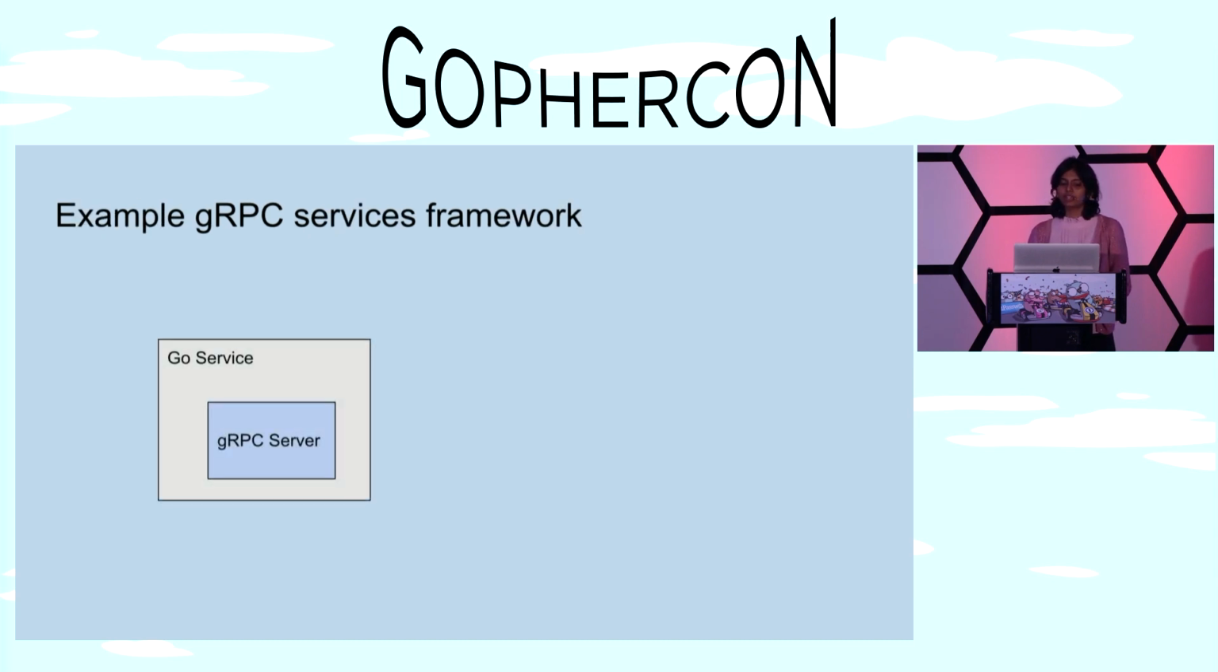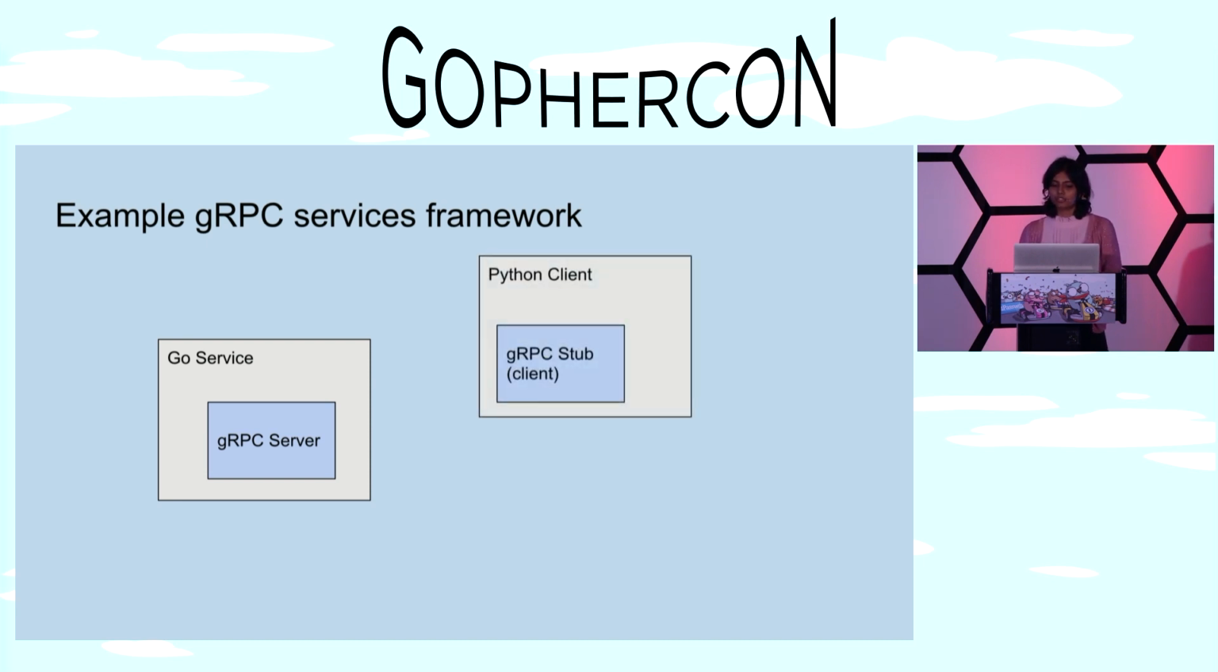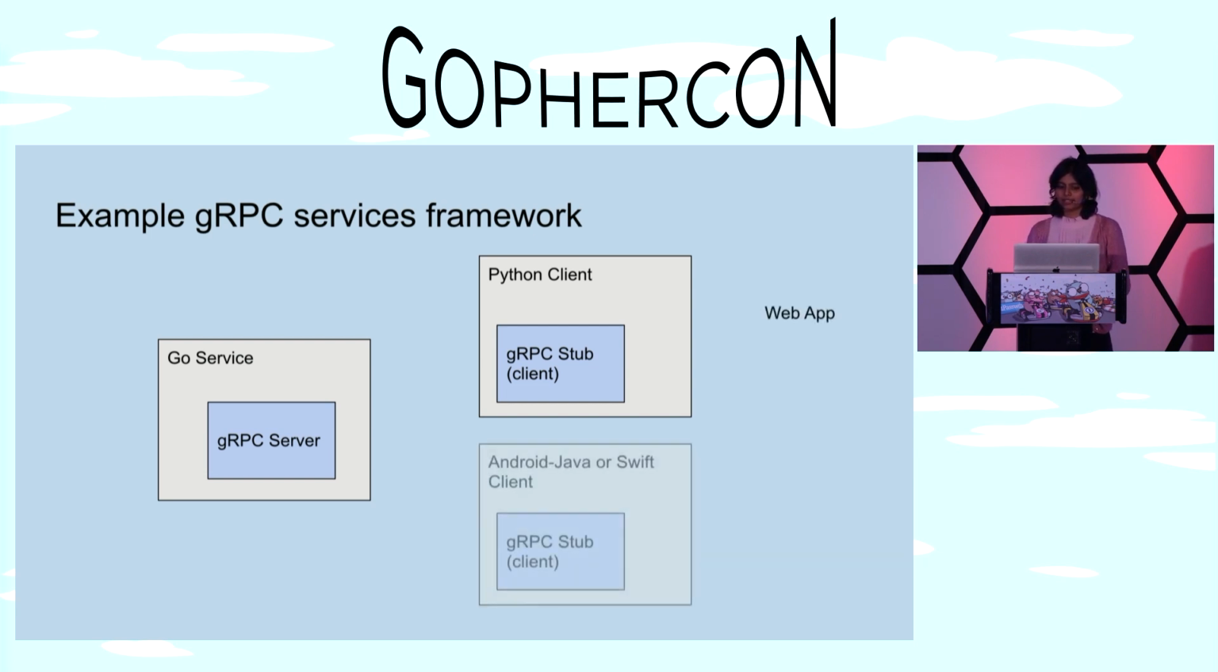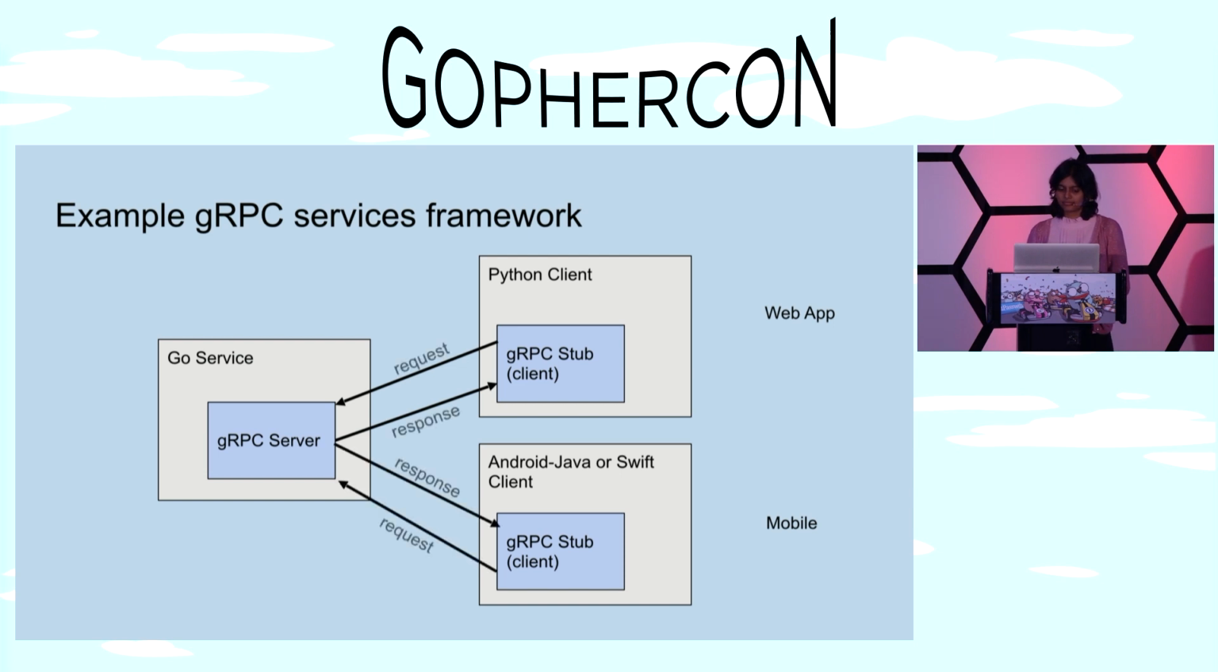So you have your Go service where you define your server, and you could have a Python client, which you want to eventually use for a web app with a UI, and your Android, Java, or Swift client for your mobile app. And you send your requests and responses over this. So how do we define these requests and responses?